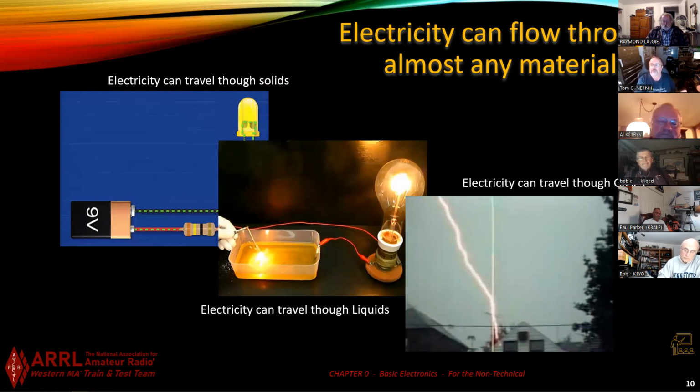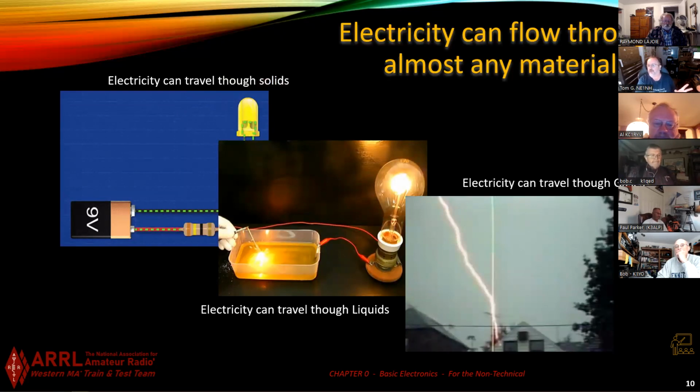There are materials that are considered insulators that it won't flow through, but given enough potential energy, it'll either arc past it or it'll make it conduct. And you'll see that used to our advantage in devices that are sort of conductive, but not really.